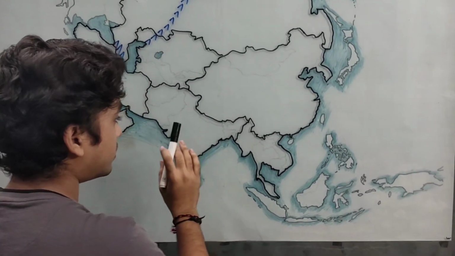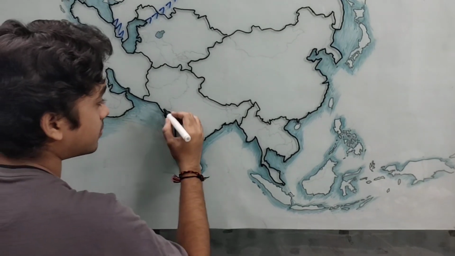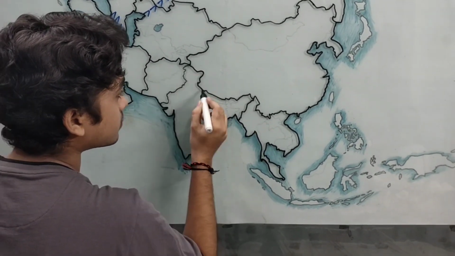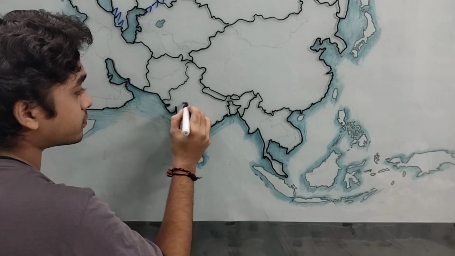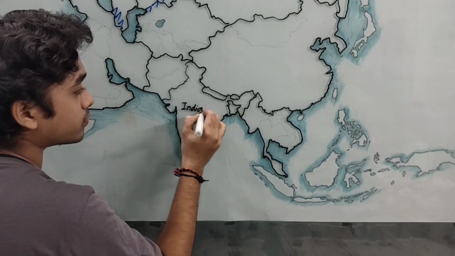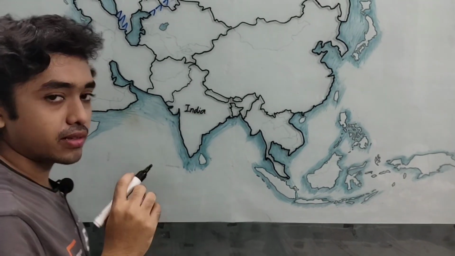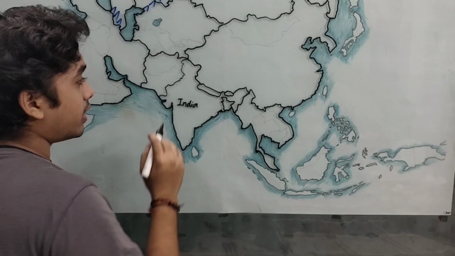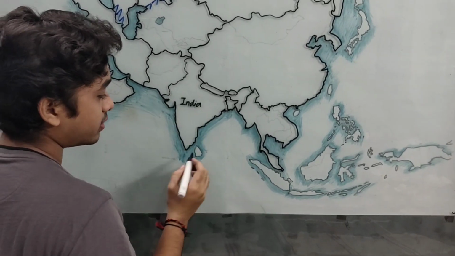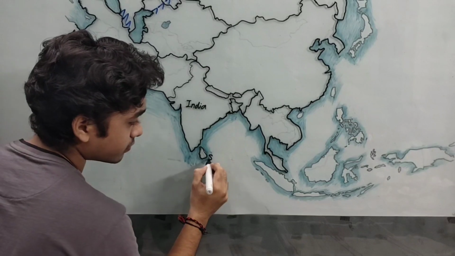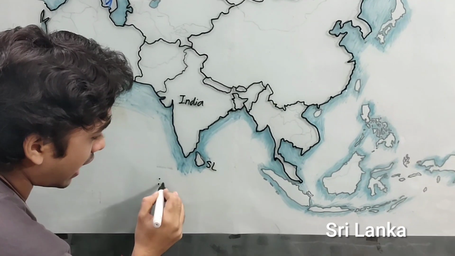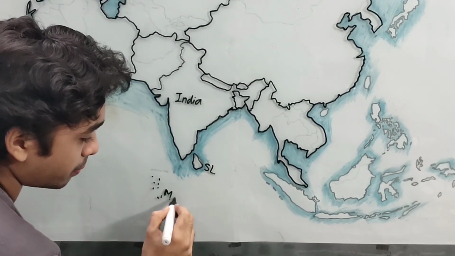Let's start with India. Okay, this is India. India is currently estimated to be the most populous country in the world, and it is the 7th largest country in the world. Let us look at the neighboring countries of India. Here we have the island nation of Sri Lanka. Here we have these islands, Maldives.